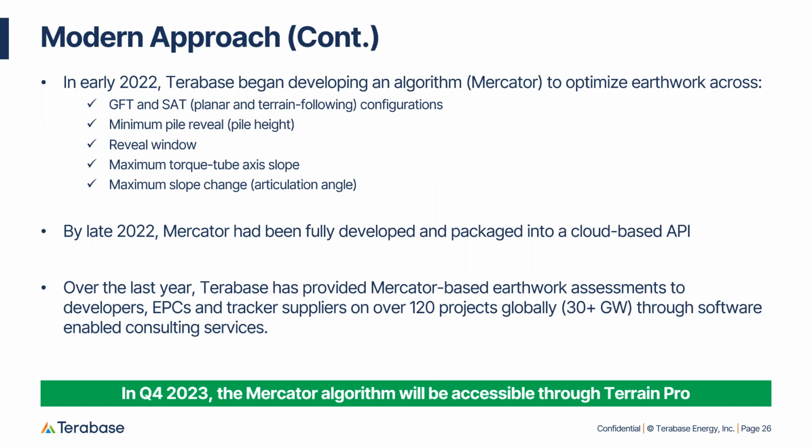But specific to earthwork, Terabase has been on a journey over the past year and a half to create software that can effectively close this loop. In early 2022, Terabase began developing an algorithm, we called it Mercator internally, to optimize earthwork across different racking configurations and the variables that Dylan was discussing earlier in the presentation. By late 2022, Mercator had been fully developed and packaged into a cloud-based API.